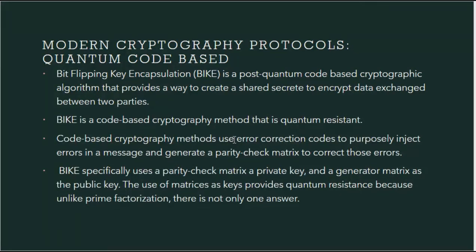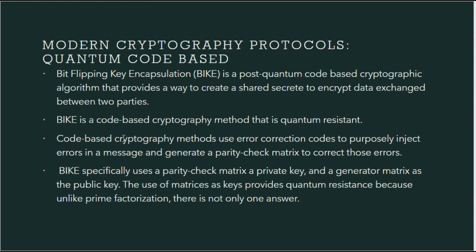Modern cryptography, or modern quantum computer cryptography, one of the methods currently being proposed is called BIKE. It's a post-quantum, code-based, error correction code-based cryptographic algorithm that provides a way to exchange data between two parties. Now, as I said earlier, BIKE is quantum resistant, which means that it may be one of the future protocols used once quantum computers are out.